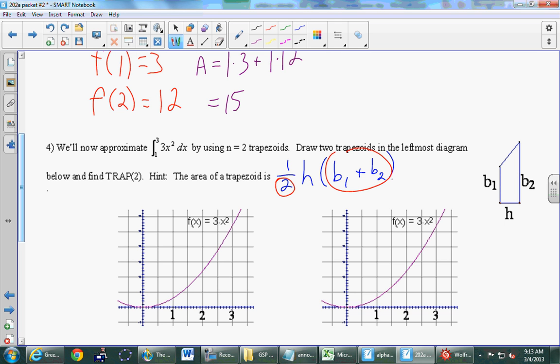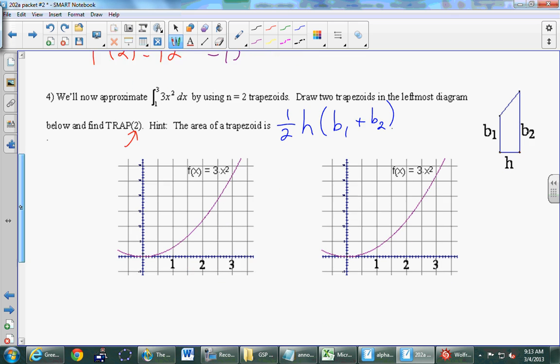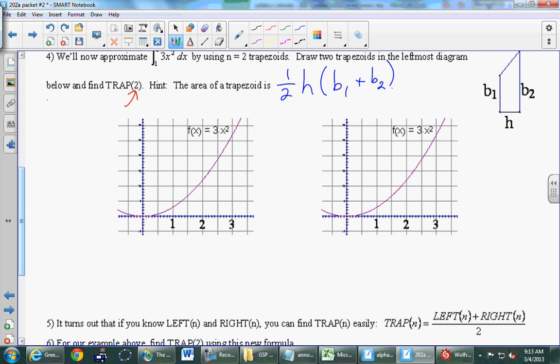Super. Okay, so we're going to draw 2 trapezoids because, again, the thing in the parentheses is 2. So we come down here. It's the same, our favorite interval from 1 to 3, which means we're cutting it into 2 pieces. So right there in the middle in this case. And then we're going to draw 2 different trapezoids. So let's draw the first one.